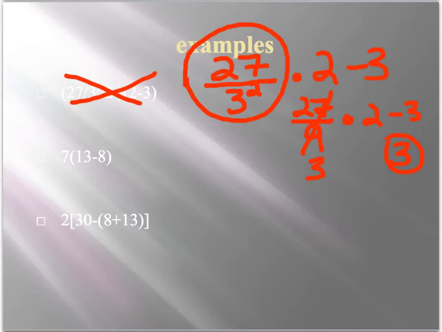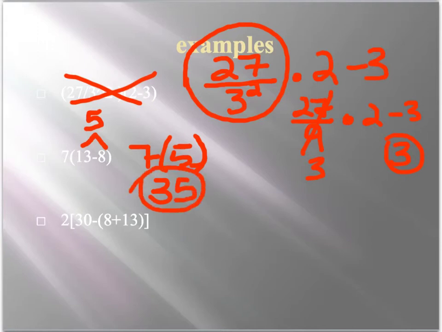Now let's do this next one. I'm going to do my parentheses first. I have 13 minus 8, which is 5. Then I have 7 next to this 5. Remember, if I have two things next to each other with no operation written, I multiply. That's a 35. All right, this last one, I have 8 plus 13.